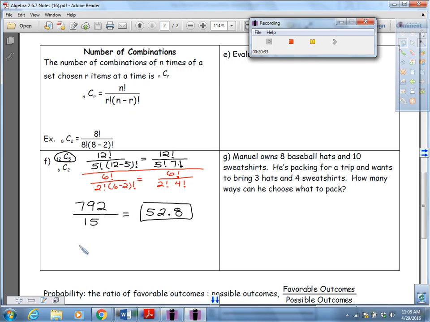Any other questions over that? Okay. Then you divide the scenarios and you get 52.8. Okay. Let's move on to our word problem.